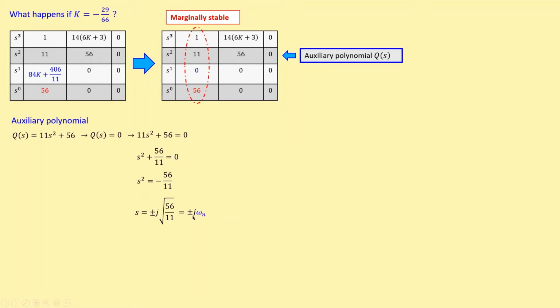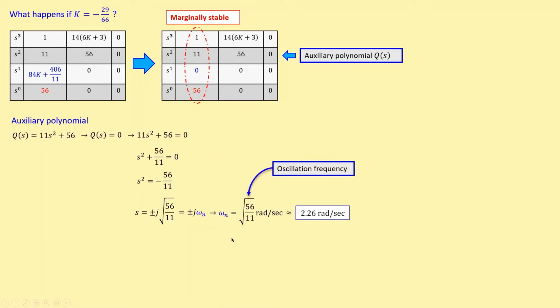Now the minus value of that one is not really interesting, and we look only at the positive value. So we don't care now about the imaginary part of it. Of course, that tells us that there is a sustained oscillation, but for omega n we will only take the number here, and that is our oscillation frequency. This omega n is approximately 2.26 radians per second, and this is our oscillation frequency given in radians per second.